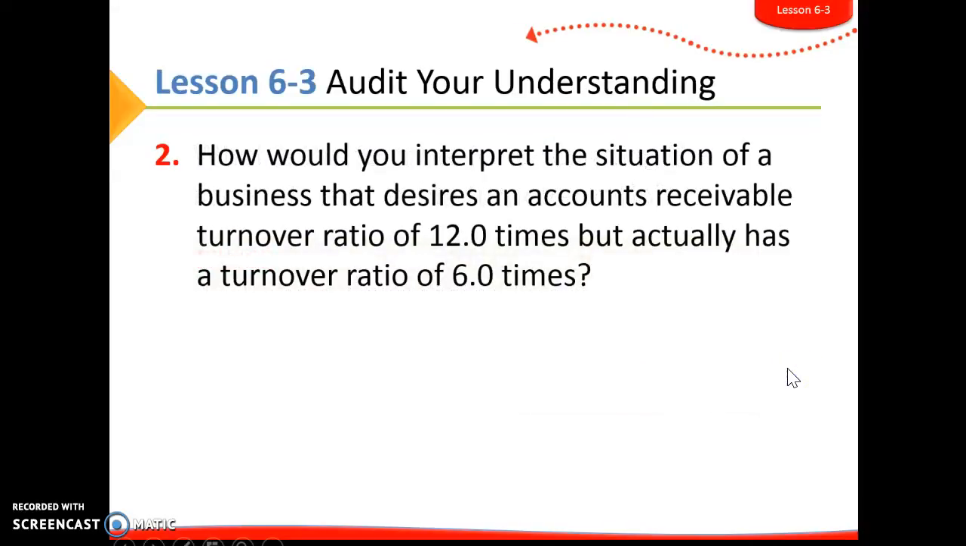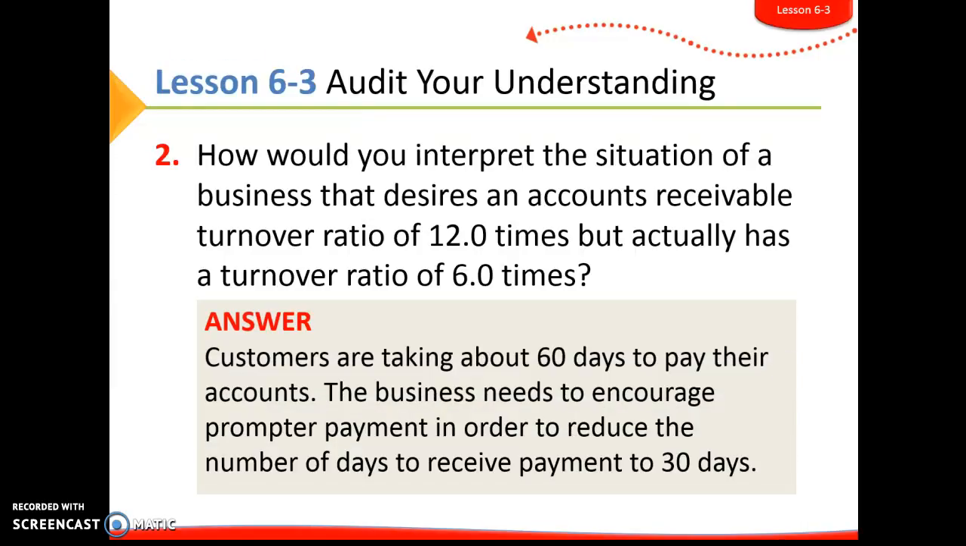Number two, how would you interpret the situation of a business that desires an accounts receivable turnover ratio of 12.0 times, but actually has a turnover ratio of 6.0 times? What that's telling us is that customers are taking about 60 days to pay their accounts. And the business somehow needs to figure out a way to encourage prompter payment in order to reduce the number of days to receive payment to 30 days.